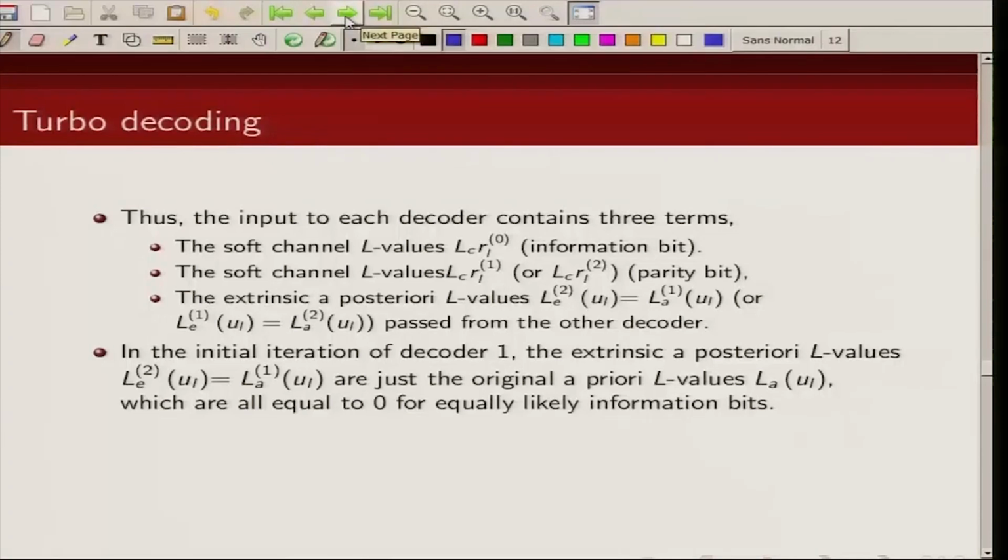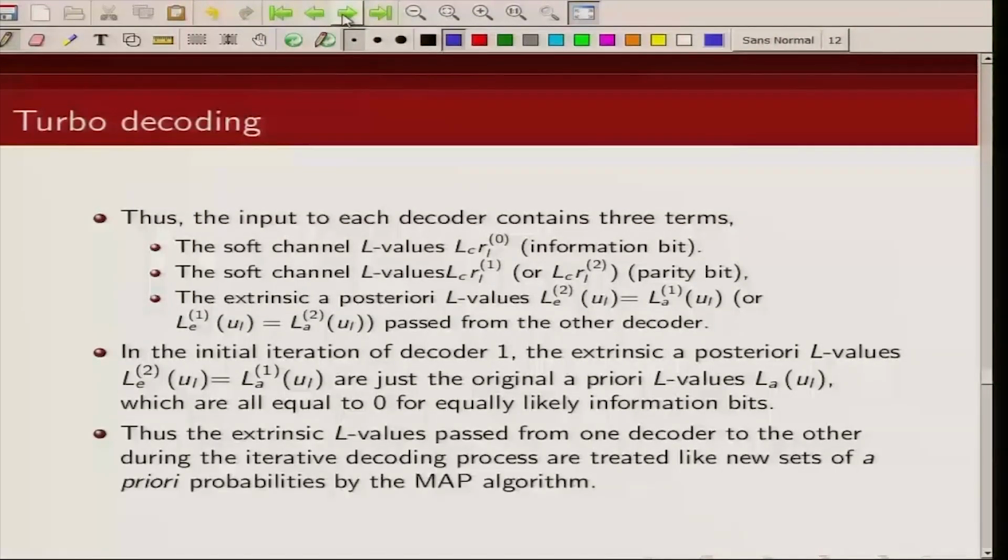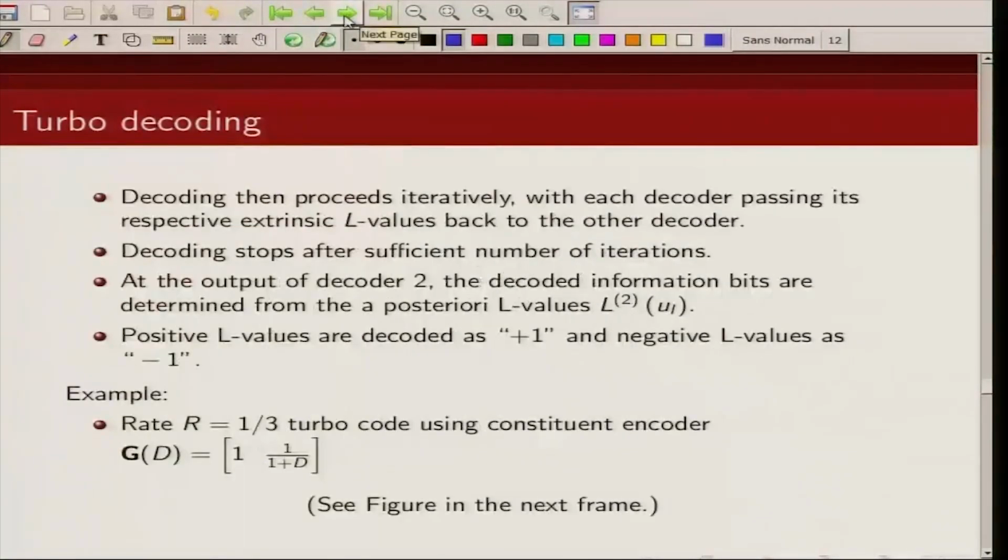I have explained this in the initial iteration. The extrinsic information is basically 0, and subsequently the a priori information is 0, and subsequently the a priori value will be nothing but the extrinsic information. So this process, as I said, goes on repeatedly in an iterative fashion. So, let us take an example and see how this works.